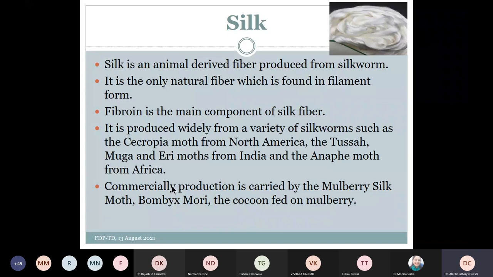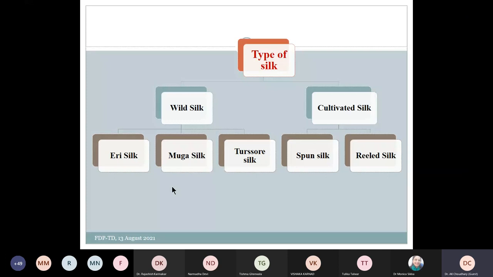So here you can see the types of silk. Broadly, there are two types of silk. One is called wild, meaning the silkworm is reared on the plants of the jungles, especially the jungles, or any cultivated agricultural field. One kind is Eri, on the castor plant, meaning Eri silkworms eat the castor plants. Then Muga silk, which is found in Assam. Only in the world, the state of Assam in India is producing this Muga silk. So this is a monopoly of Assam in the whole world.